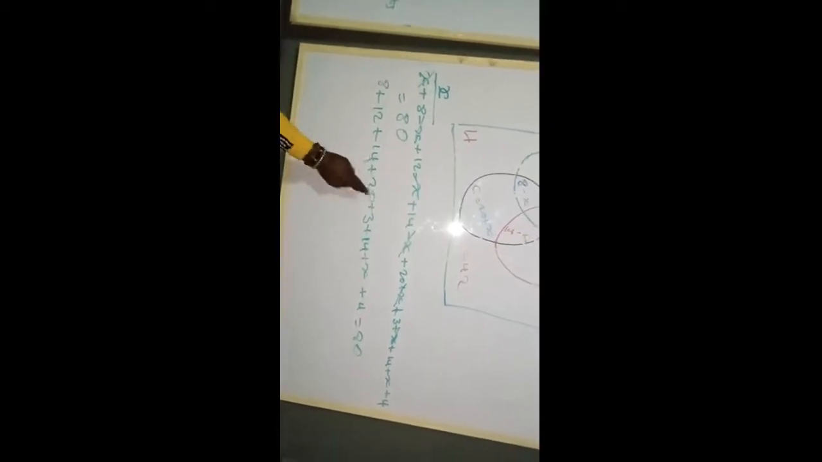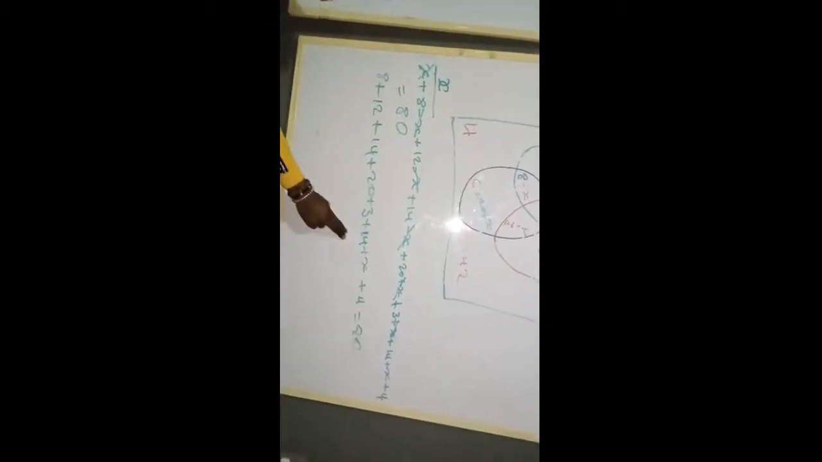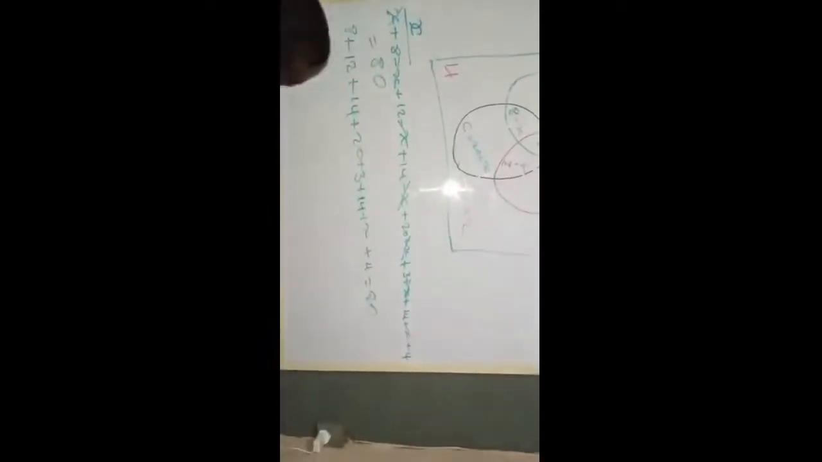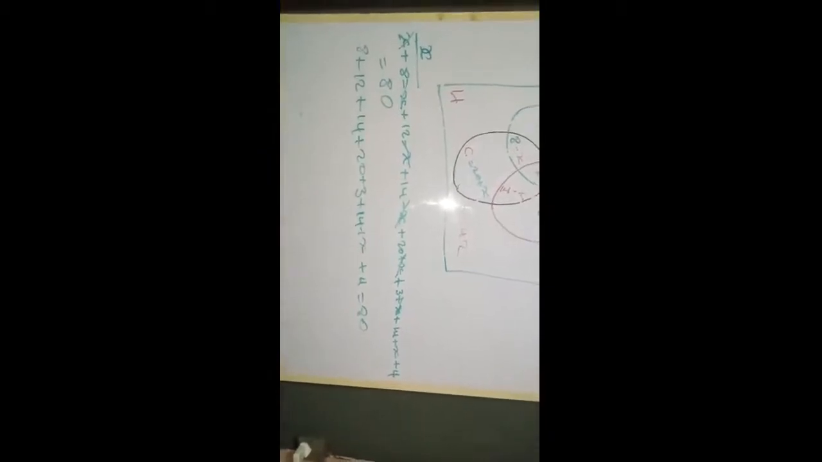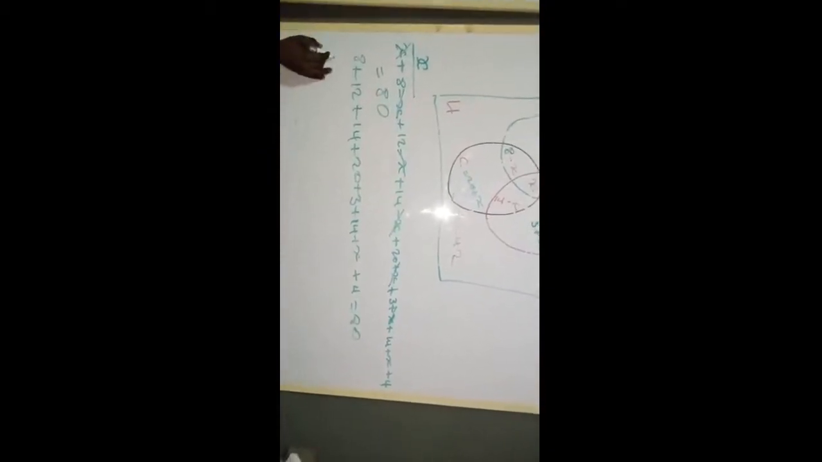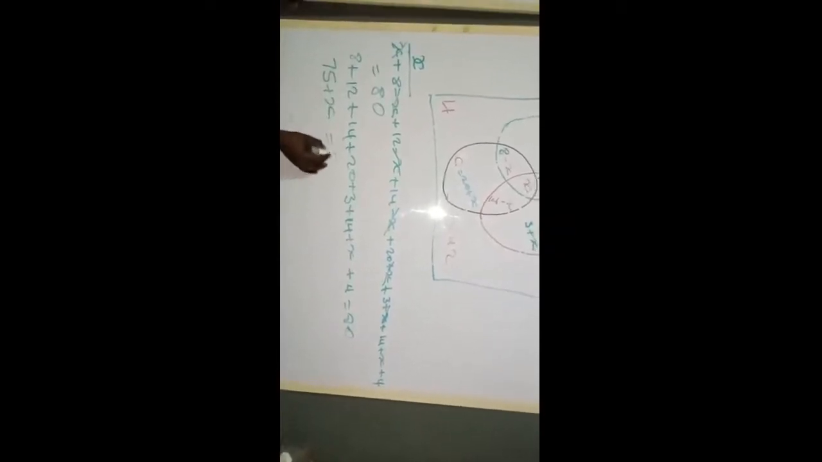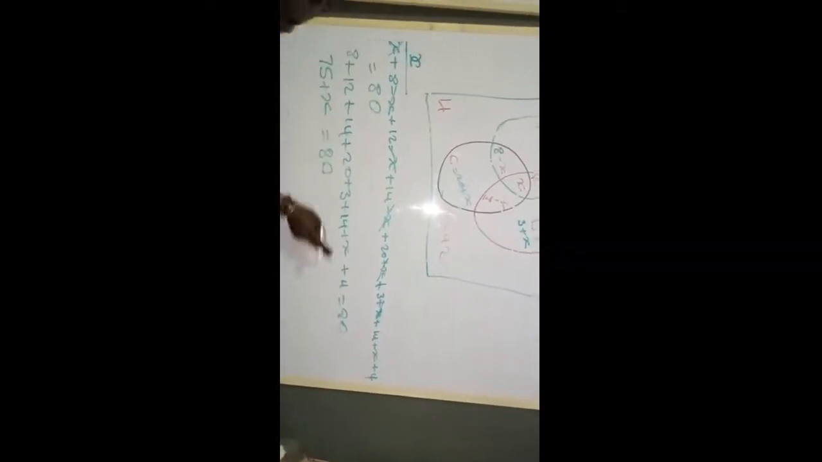So when we add everything, 8 plus 12, that is 20, 20 plus 14 is 34, 54, 57, 57 plus 14, that is going to give us 75. So it's going to be 75 plus x is equal to 80. You know we're having x here, so when we add everything plus x is equal to 80.